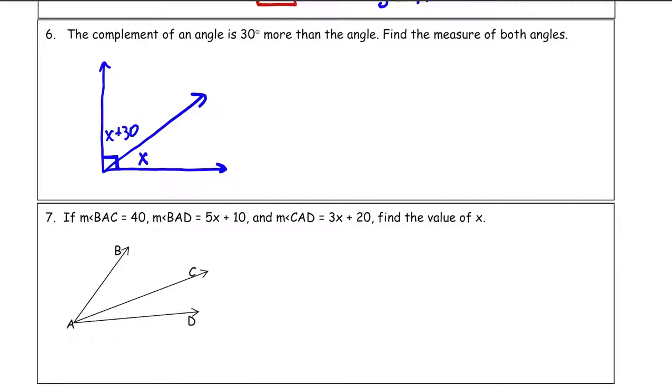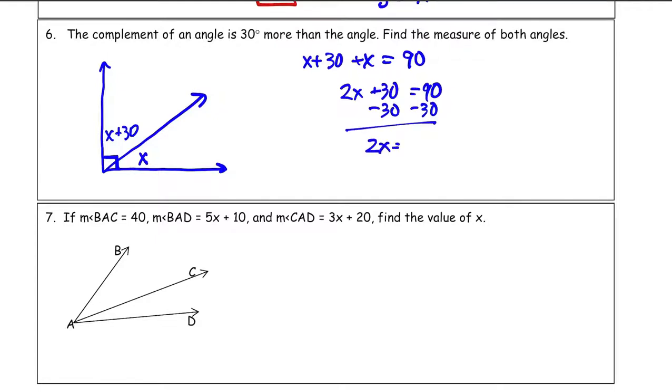So now here's my equation. I'm going to take x plus 30 plus x equals 90. You guys can do this algebra quickly. 2x plus 30 equals 90. I'm going to subtract 30. 2x equals 60. Divide by 2. x equals 30. It says find the measure of both angles.